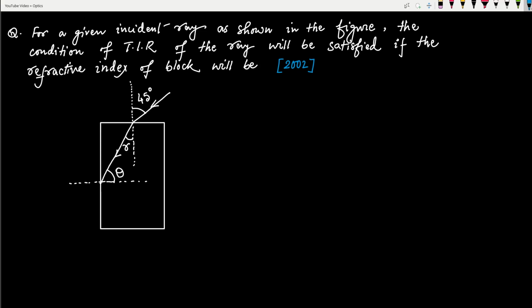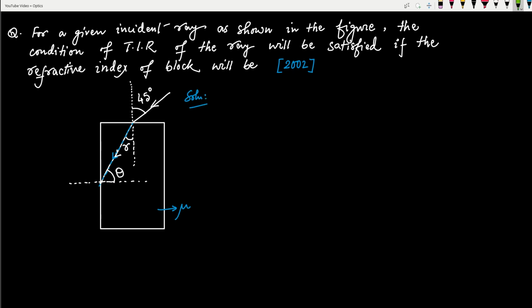Okay, now let's look into this question. This is a bit tricky question, so I will request you to concentrate here. It says, for a given incident ray as shown in the figure, the condition of total internal reflection of the ray will be satisfied if the refractive index of the block will be. This was asked in the year 2002. The question is very simple. It asks what the refractive index of this material or slab should be so that this ray undergoes total internal reflection. How to solve this? Let's see.